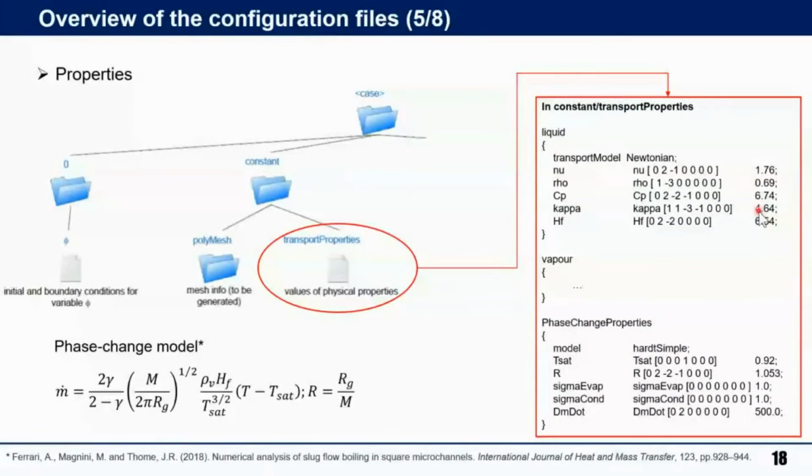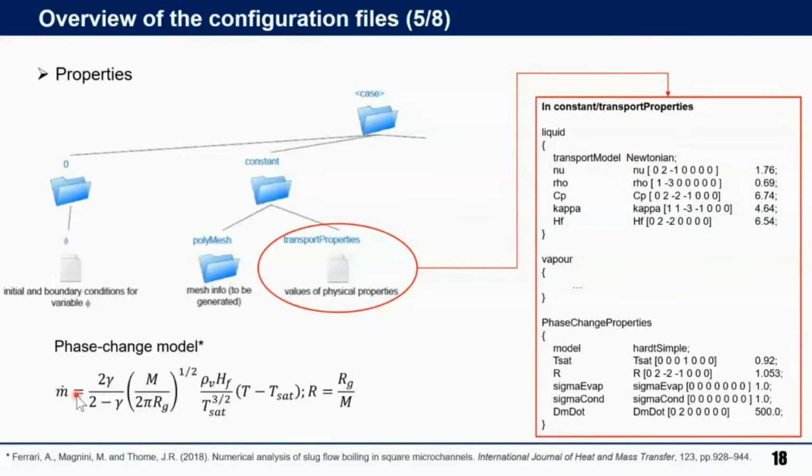Again, all the units here are MD units, so the non-dimensional values. And kappa is the thermal conductivity in the energy equation, and HF is the latent heat of vaporization. We do the same for the vapor. And finally, on the phase change properties, you set up your phase change model. This is how the mass transfer rate is computed.